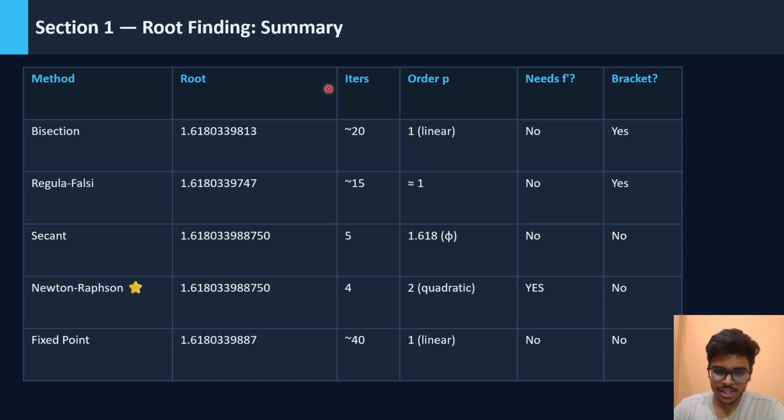So overall, bisection is simple and reliable. Regula-Falsi improves bisection using line intersection. Secant is faster because it approximates derivatives. Newton-Raphson is the fastest due to quadratic convergence. And fixed point iteration is simple but usually slower.